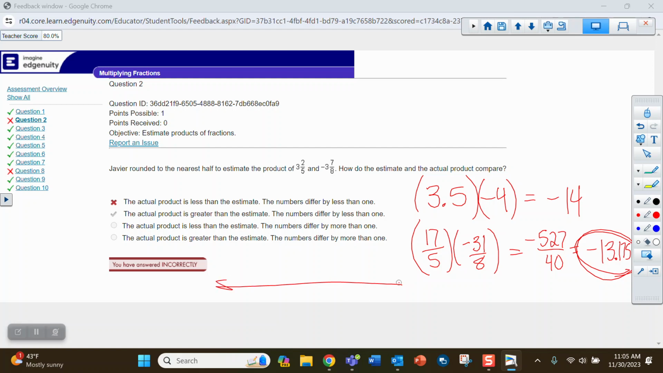If I look at a number line, here's 0. And then if we come way down here, here's -13 and -14. So there was the estimate. And then that puts my actual right about here. So the actual is greater than the estimate, but again, it's because of the negatives. When we multiply a positive times a negative, we do get a negative. So I hope that helps.